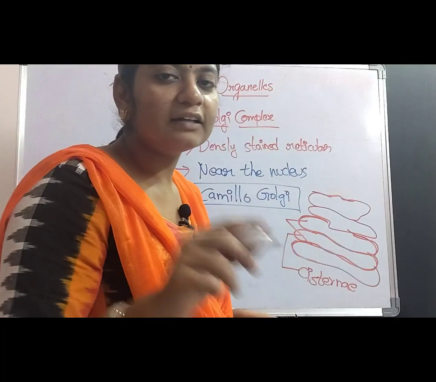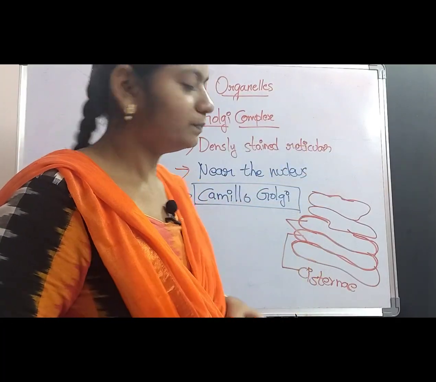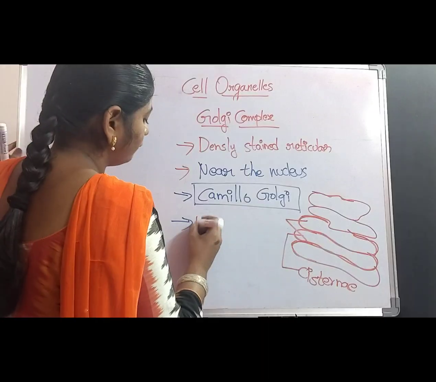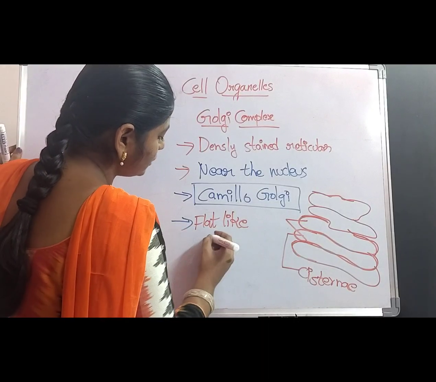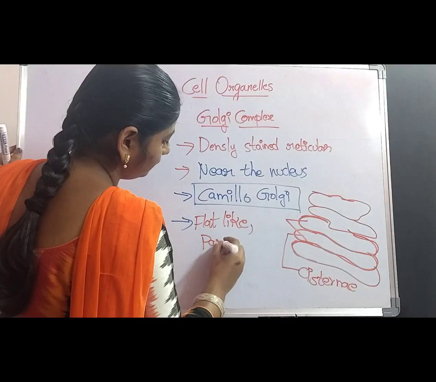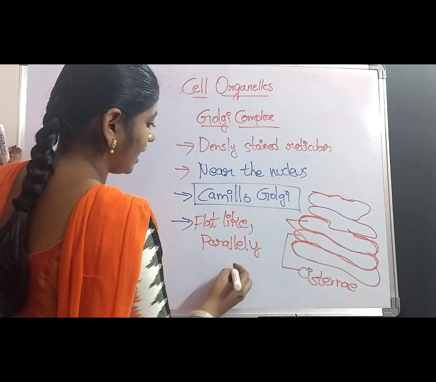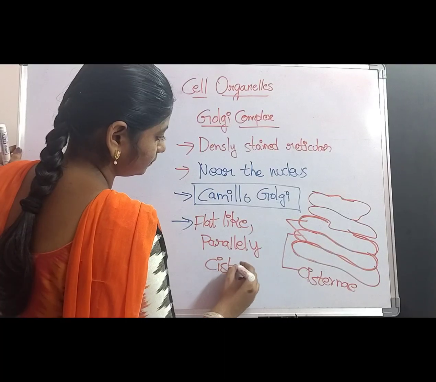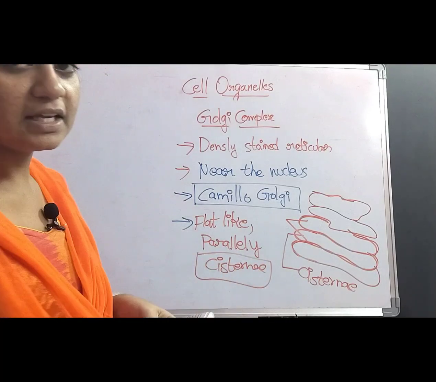These are flat-like structures which are arranged parallel to each other. The flat-like structures which are arranged parallelly are called cisternae.